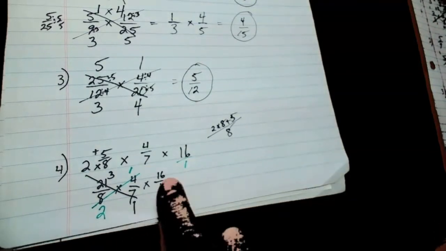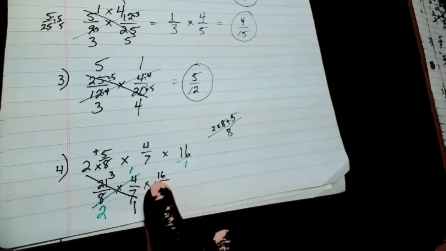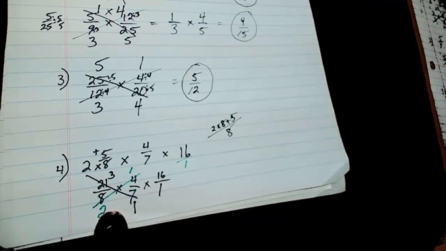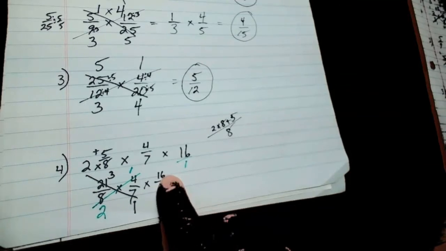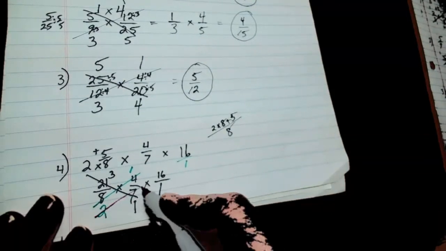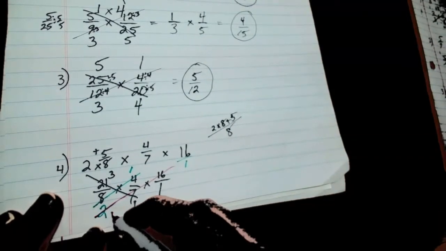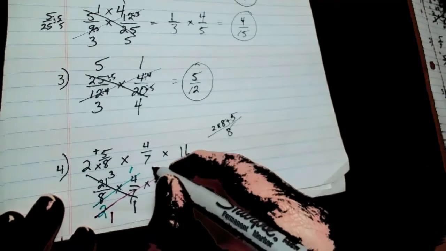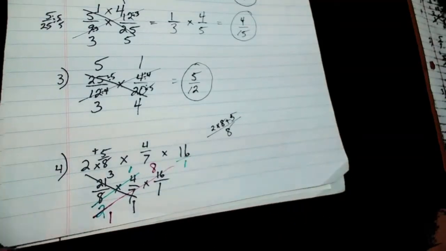But I see I have a 2 and a 16. I can use this 2. So I'm going to put 2 into 2, and I'm going to put 2 into 16 and break it down even more. So I'm going to go 2 and 16. 2 divided by 2 gives me 1. 2 goes into 16 8 times.